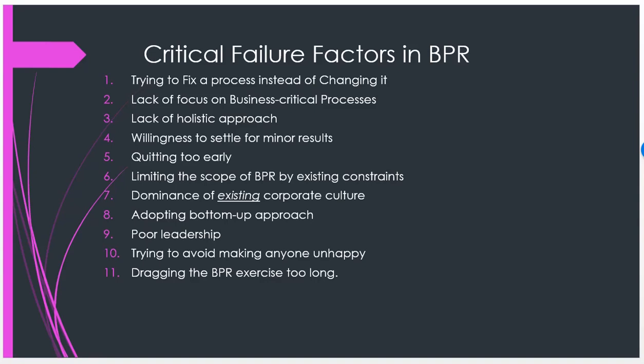Then there's also the issue of adopting the bottom-up approach, where people look at what we currently have and try to make decisions based on that, instead of looking at what is happening out there, what our customers want, and how we can adjust to suit that environment. So by first looking at what you have and not looking at what your customers or stakeholders want, that can lead to failure in the business process reengineering process. Poor leadership and trying to make everyone happy is also a problem in business process reengineering.